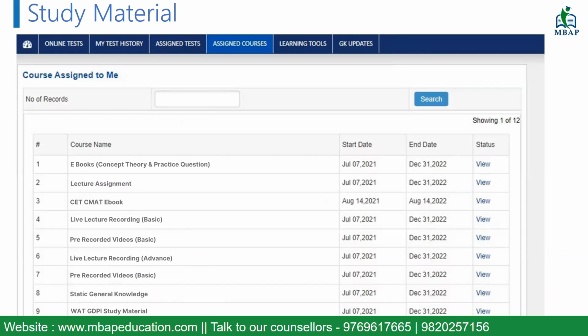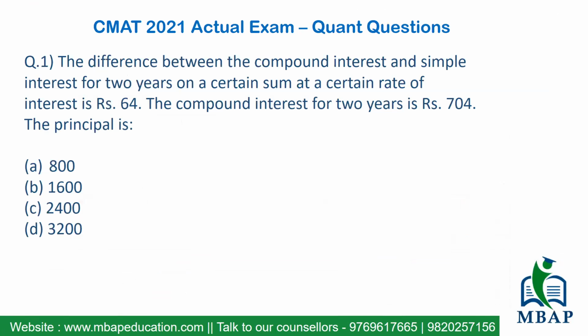Let's quickly have a look at the questions which have come in the previous years of the CMAT examination on this topic of SI and CI. Let's have a look at the first question. This is a CMAT 2021 question.